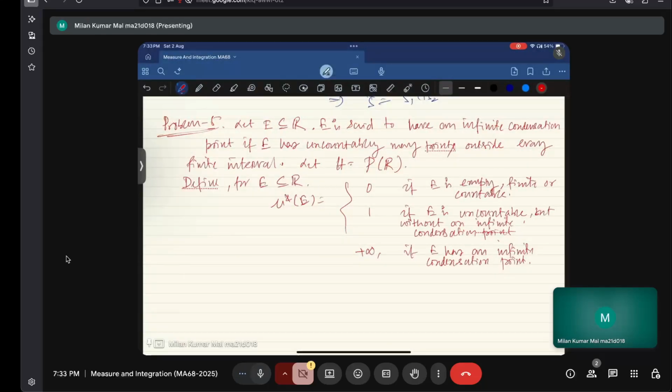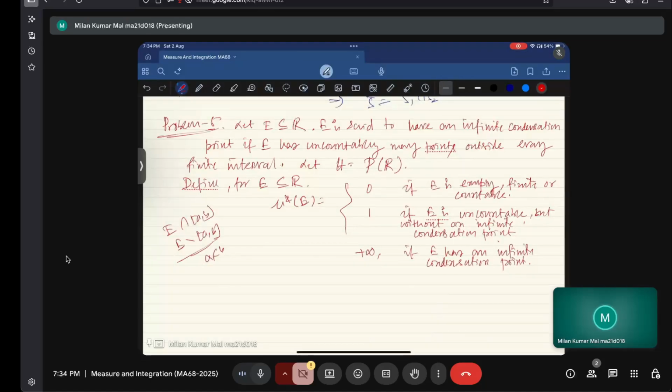That means if we take E and remove any finite interval, then what remains has not only infinitely many but uncountably many points. So for any a, b belonging to the real numbers with a less than b, E minus the closed interval [a, b] has to have uncountably many points.